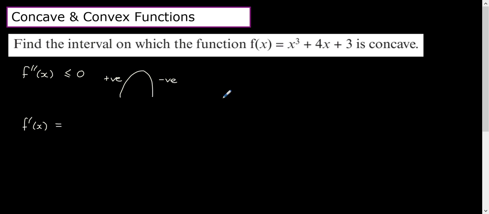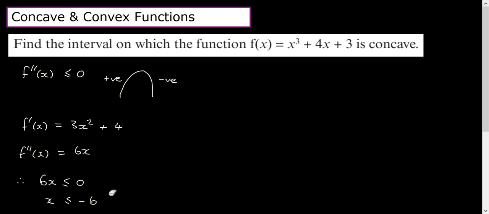First of all, we find the first derivative, so we'll differentiate this to get 3x squared plus 4. Then we'll differentiate again to find f''(x), our second derivative, which is 6x. Now, if we want to find the interval on which this function is concave, we're just going to solve f''(x) less than or equal to 0. So we say 6x is less than or equal to 0. So x is less than or equal to minus 6.